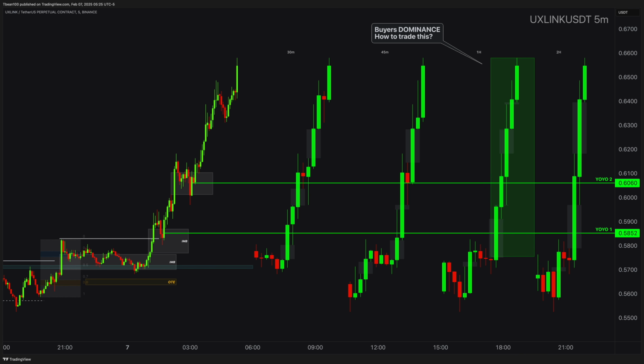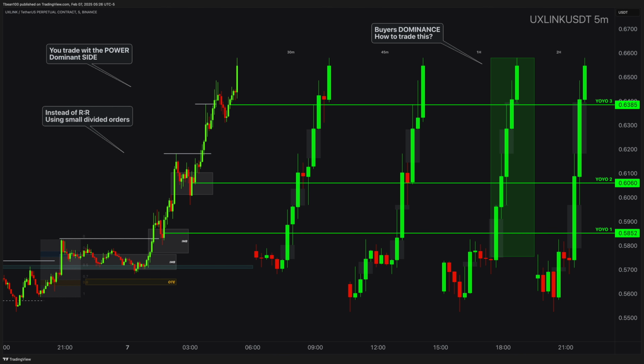Then another fast move and a small pullback to this inner imbalance, another trade. Then another nice break and small pullback to trade. As you can see, what you do here is jumping onto the rally with each pullback, using small divided orders instead of a hard stop loss with the classic risk-reward tool.